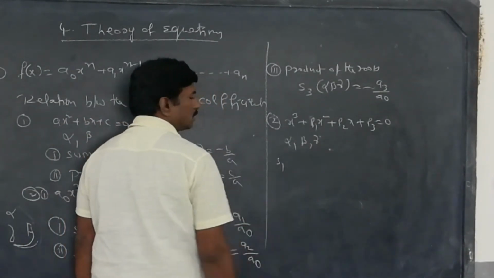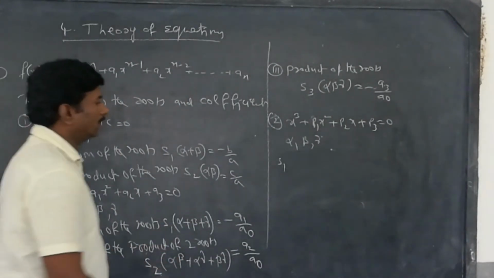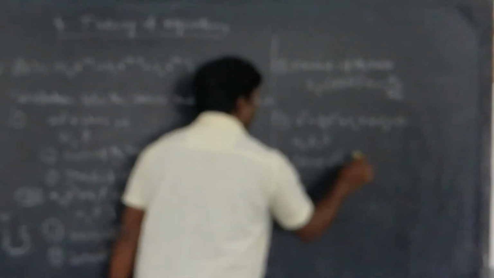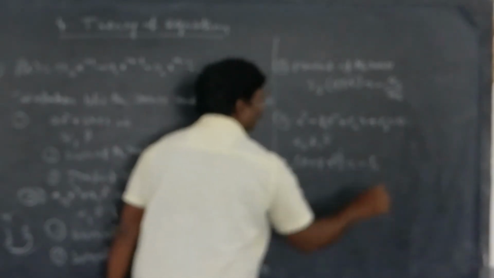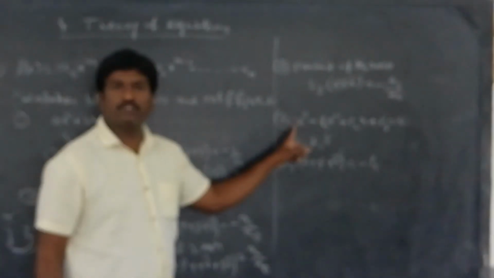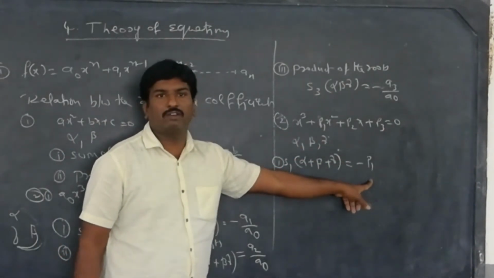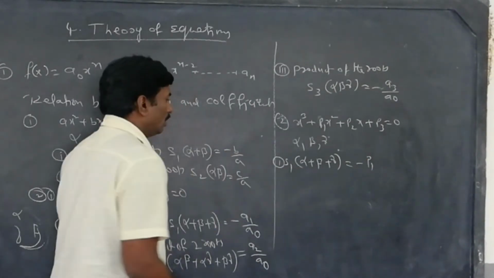Then the first condition, S1. S1 means sum of the roots, that is alpha plus beta plus gamma is equal to, what is the formula? Minus P1. Here anyway the leading quotient is 1 only, so minus P1 by 1 is how much? Minus P1 only. So here you can take directly minus P1.